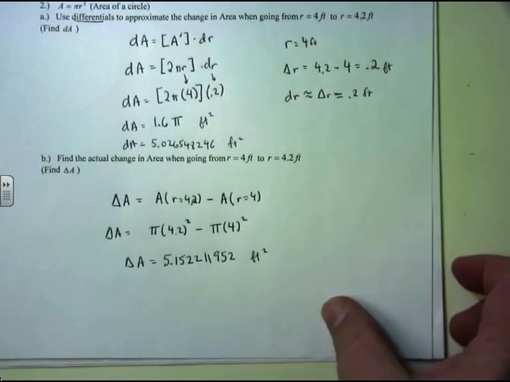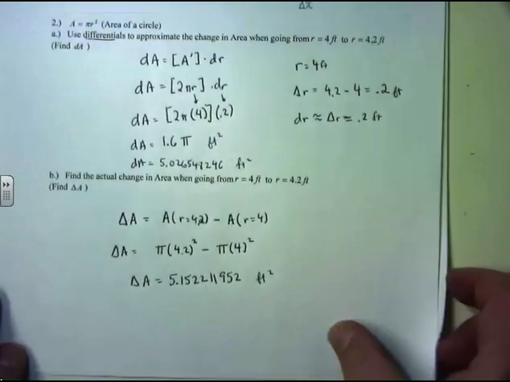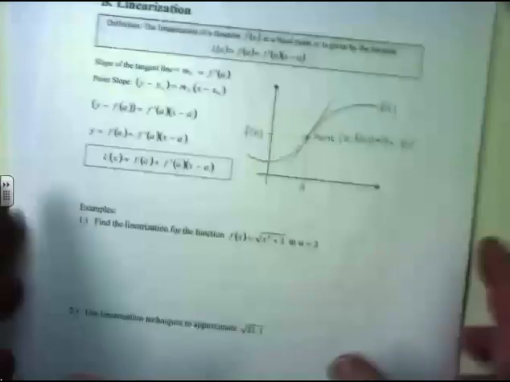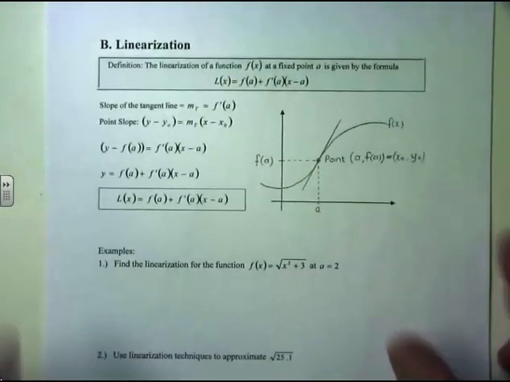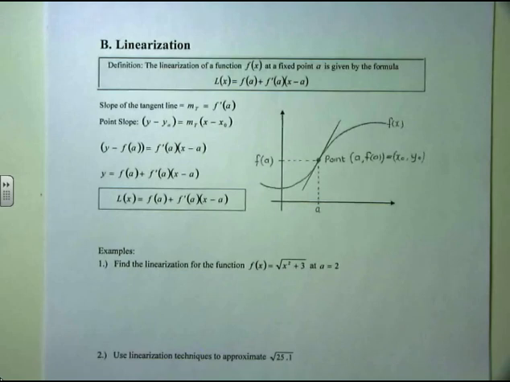Well, in section 2.8, there's one other little aspect that we want to look at, and that is linearization. Now, this is the end of chapter 2 here, but with linearization, it's a formula. Now, definition. The linearization of a function f of x at a fixed point a is given by the formula L of x is equal to f of a plus f prime of a times x minus a.